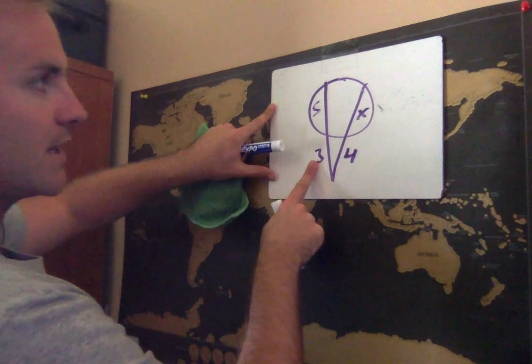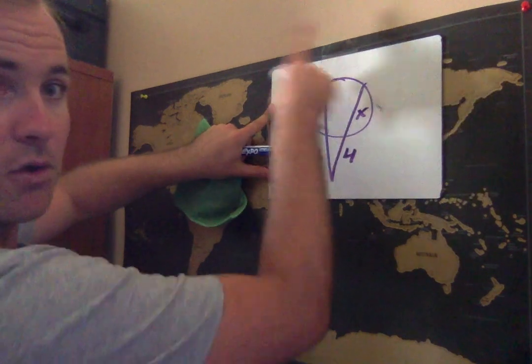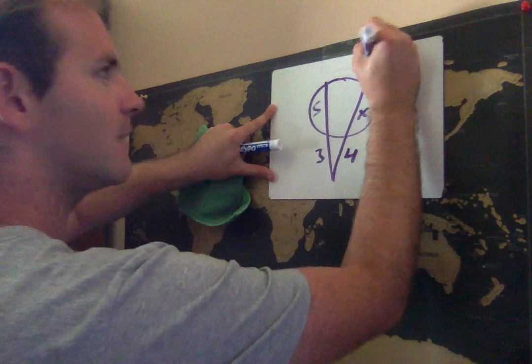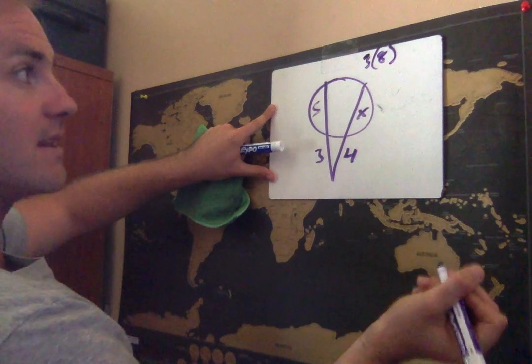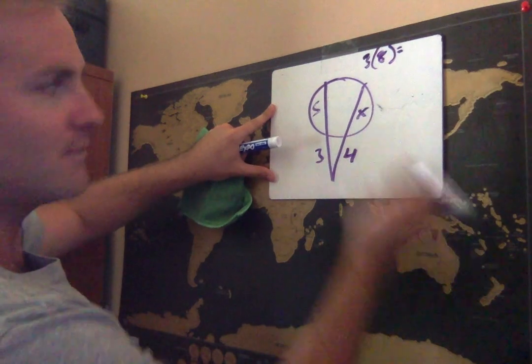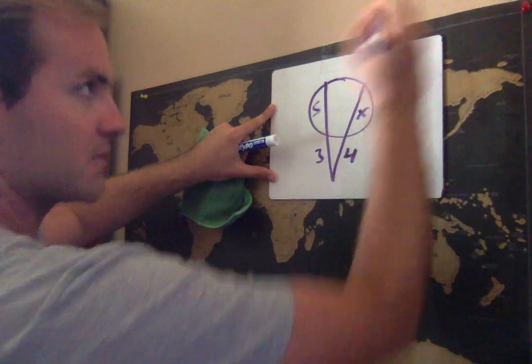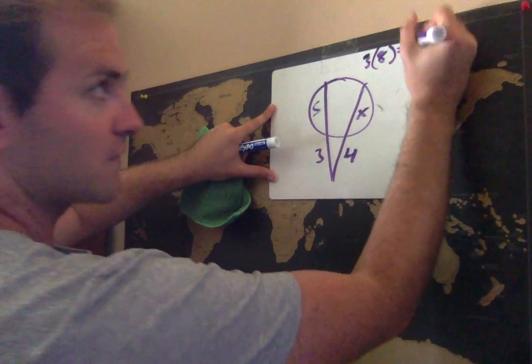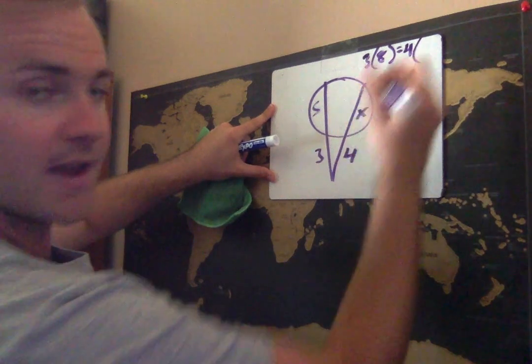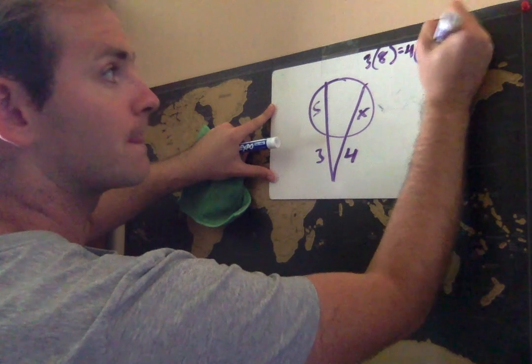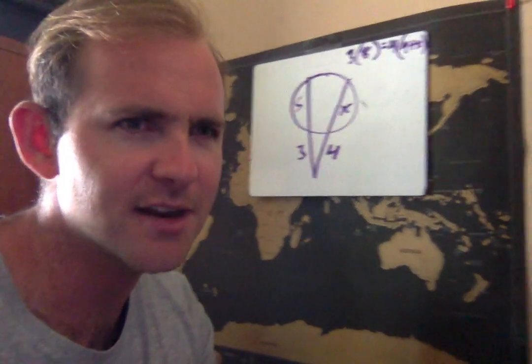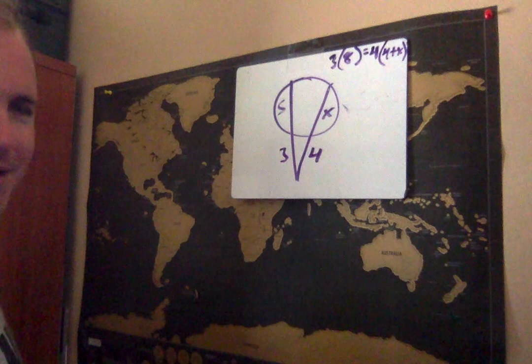For this secant right here, exterior is 3, and the whole thing is 8. So I'm going to have 3 times 8. Again, where did I get 8 from? 5 and 3 make 8 when I add them up. On the other side, I'm going to have my exterior, which is 4, and what's the whole thing but 4 plus, oh, is it getting cut off? There you go. 4 plus x.